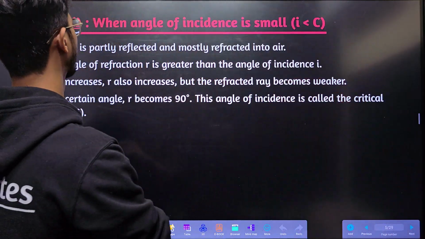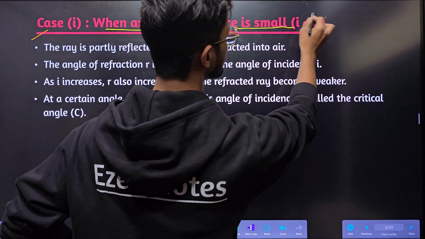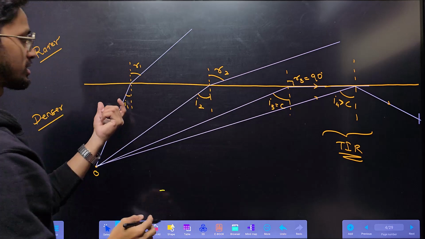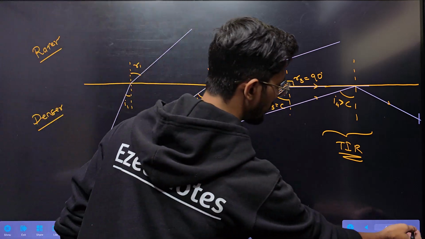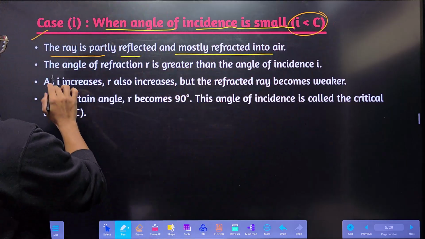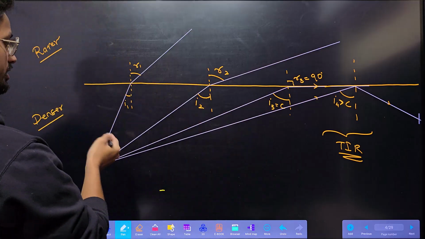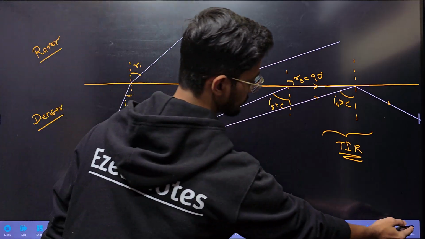Next, we'll learn here one by one. Case 1: when the angle of incidence is smaller than the critical angle. These two angles are smaller than the critical angle, right? So what happens here? The ray is partly reflected and mostly refracted into air. The angle of refraction R is greater than the angle of incidence I. We are seeing here, R is greater than I.